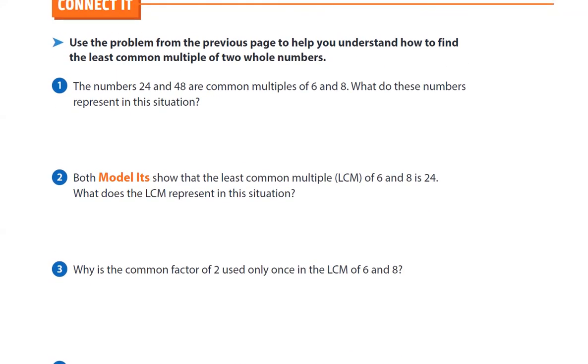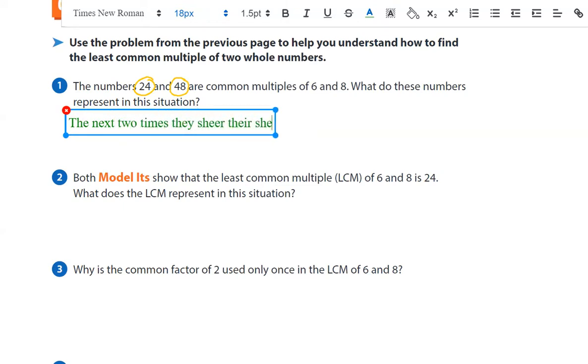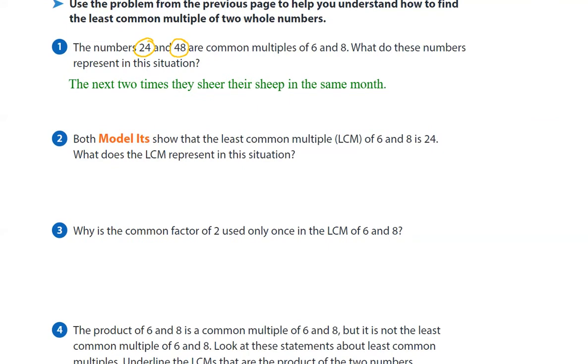Number 1. The numbers 24 and 48 are common multiples of 6 and 8. What do these numbers represent in this situation? Okay, well 24 was how many months it is till they shear the sheep together again. And then 48 is double that. So I guess that would be the next time, 4 years from now. So those would be the next 2 times they shear their sheep in the same month, assuming that they keep up with that same pattern that long. Maybe the sheep wool quality isn't good and she gives up on the experiment.